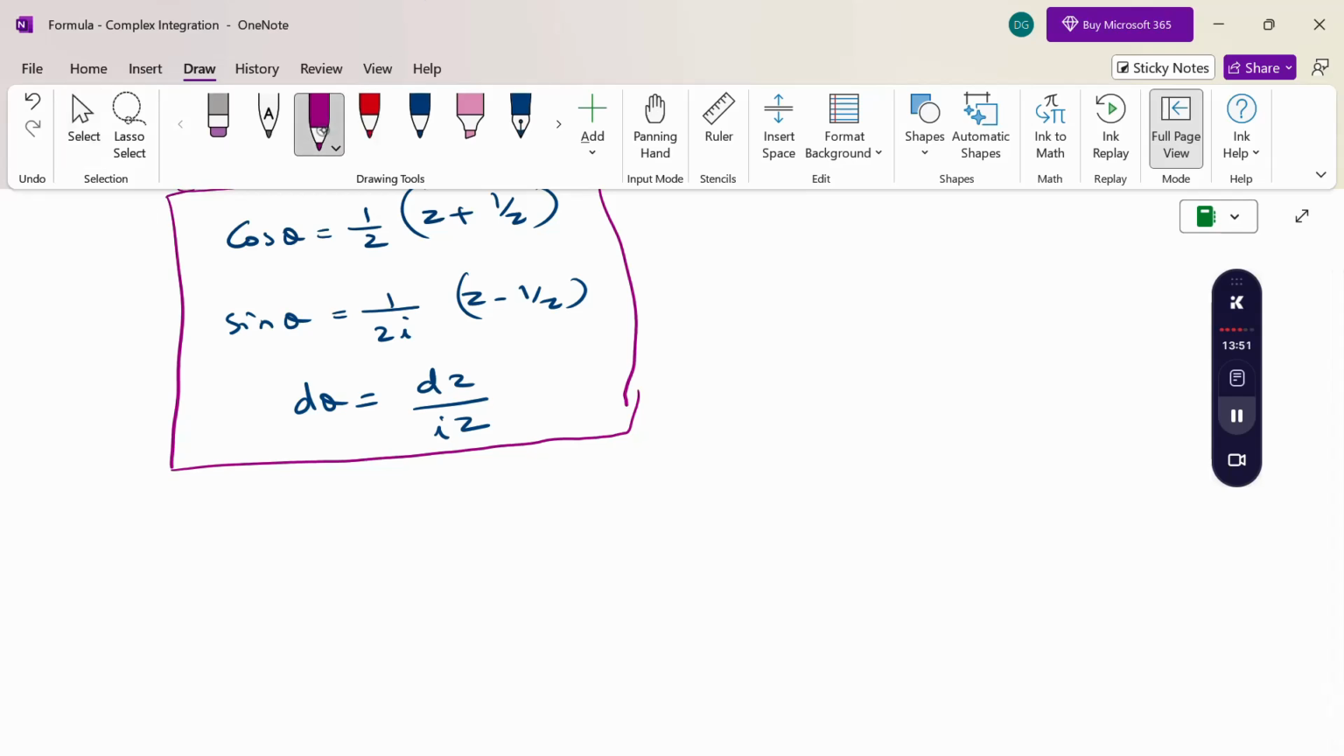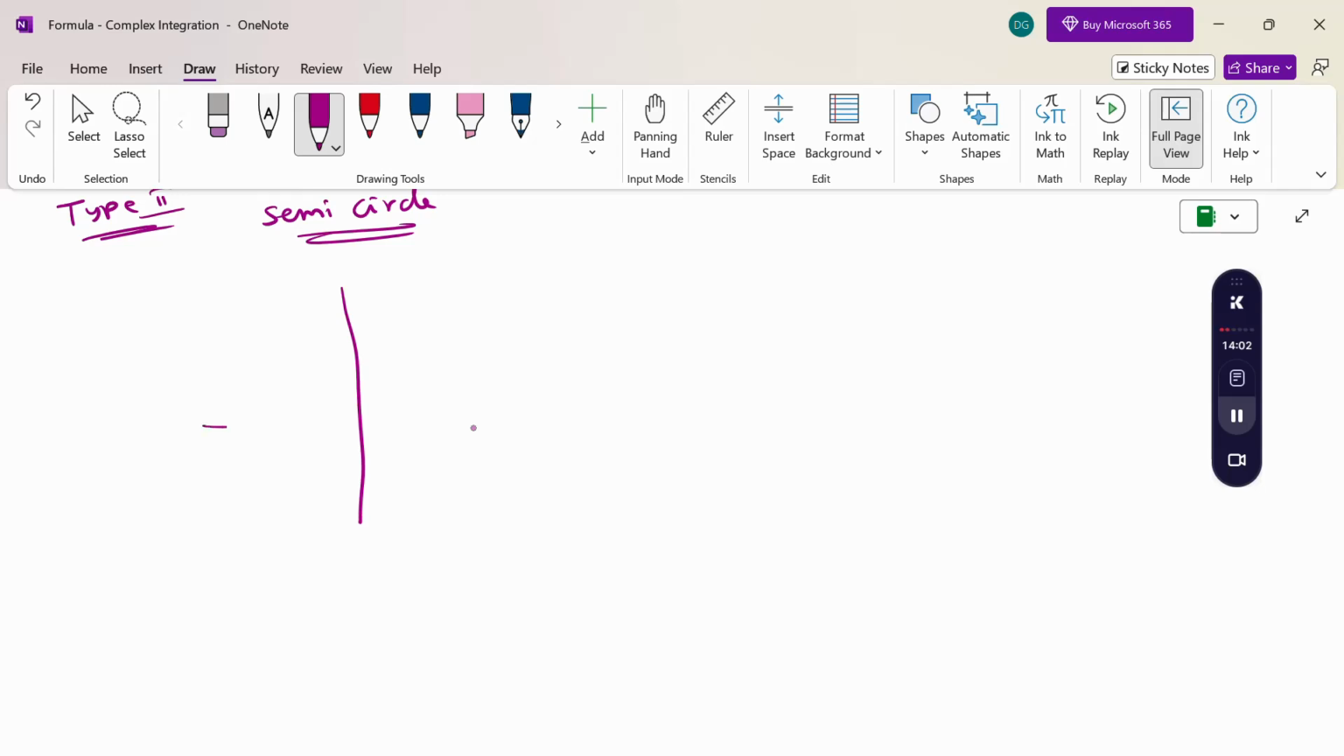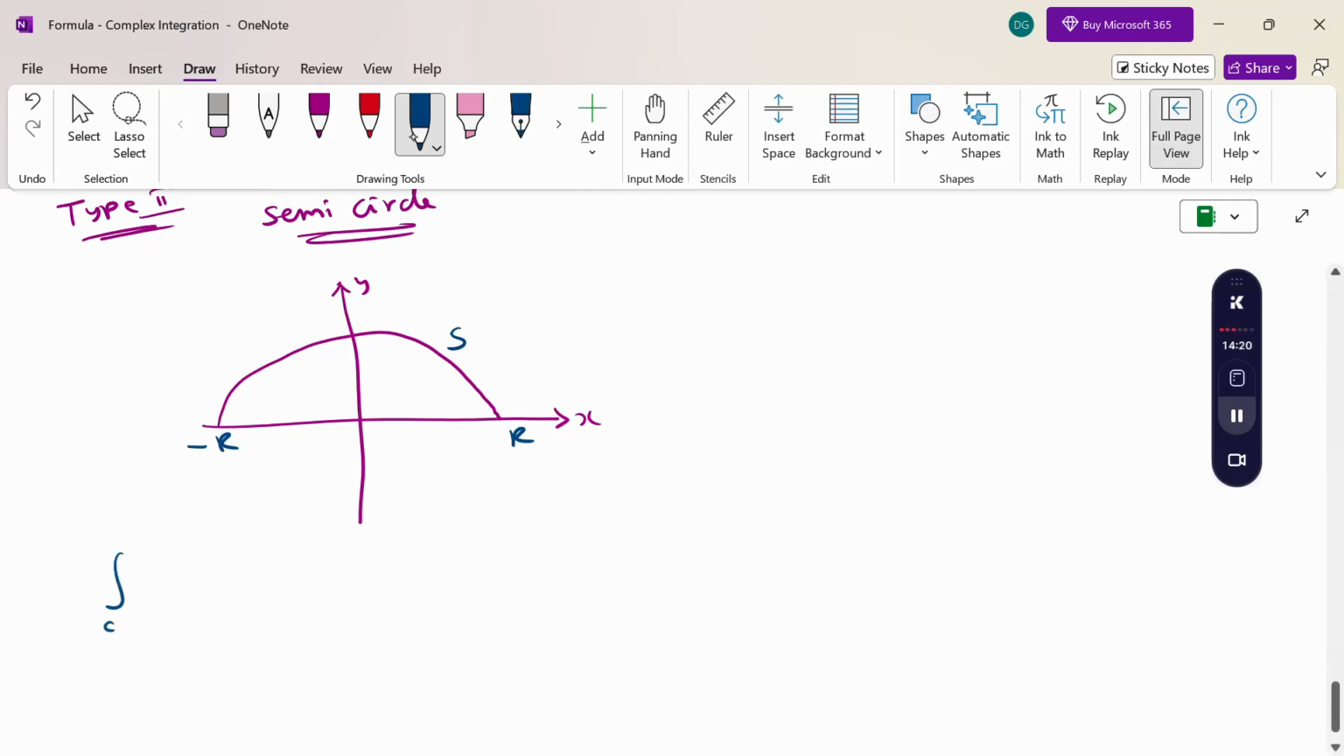And then type 2, semicircle. The semicircle is nothing but, now this is the x axis, this is the y axis, the semicircle. Now this is the real line from minus R to R, then this is the curve S. Now the integral over C of f of z dz equal to the integral from minus R to R of f of x dx plus the integral over S of f of z dz.